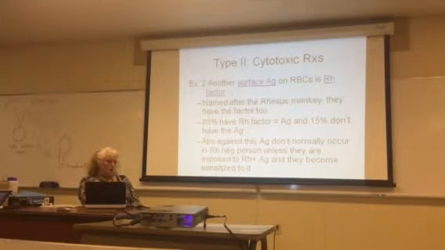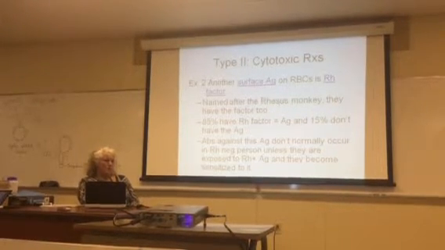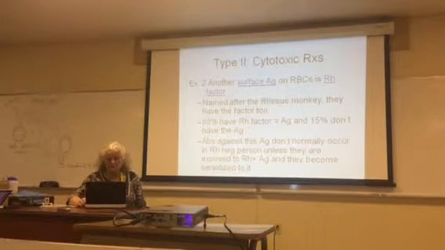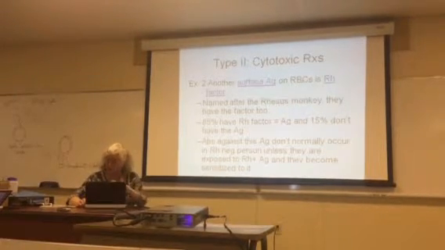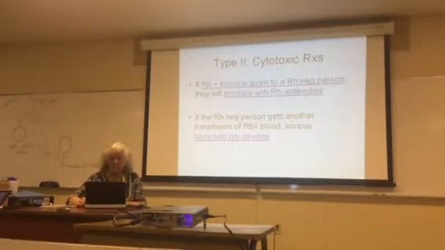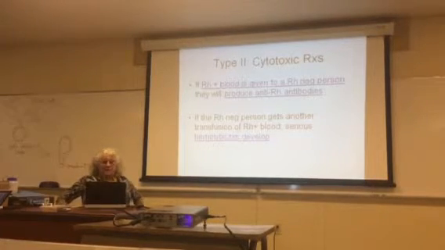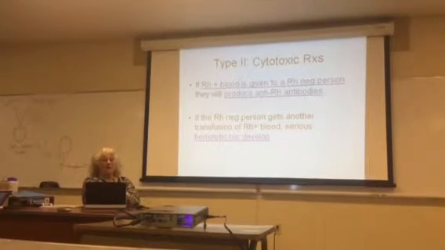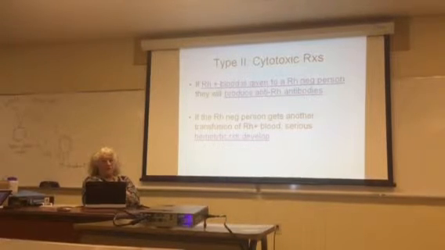But if that Rh negative person gets exposed to Rh positive blood, then they become sensitized to it and they produce antibodies against it. But it doesn't normally have that antibody, as it does against other blood types. So if Rh positive blood is given to an Rh negative person, the Rh negative person will produce anti-Rh antibodies. But nothing may happen at that point. They're producing antibodies against this factor.